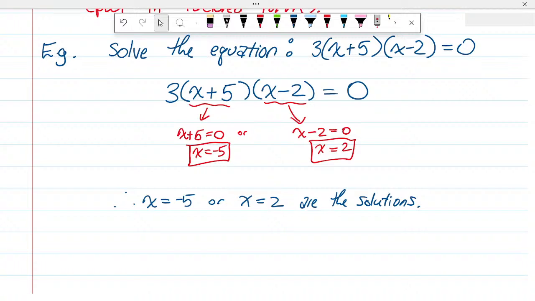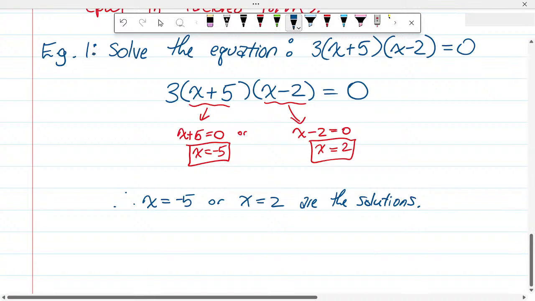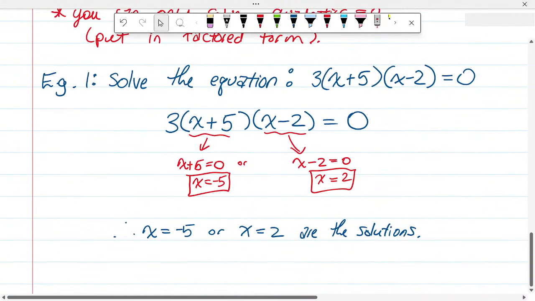Now, yes? Aren't we supposed to find the average of 2 x's? We would want to do that if we were finding what? If we're finding vertex form. But this doesn't say put in vertex form, it says solve it. And solve it means x equals.